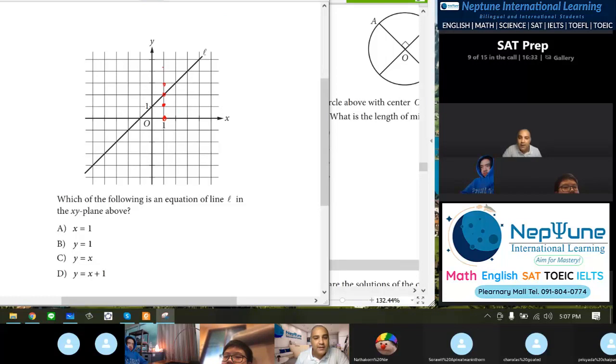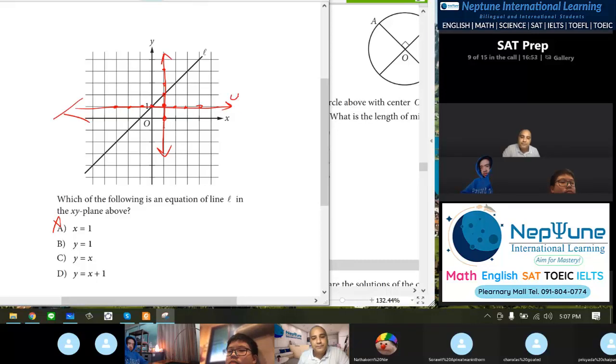y equals 1 is a horizontal line. That means y is 1 and it will be 1 forever. So that is the equation for y equals 1. That's x equals 1.